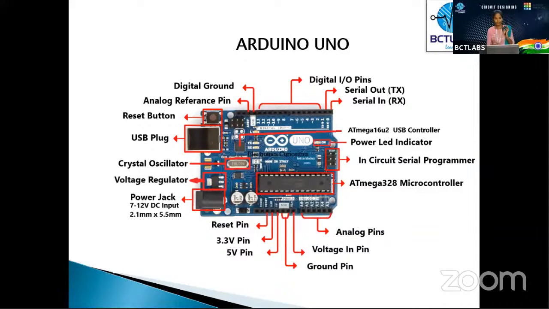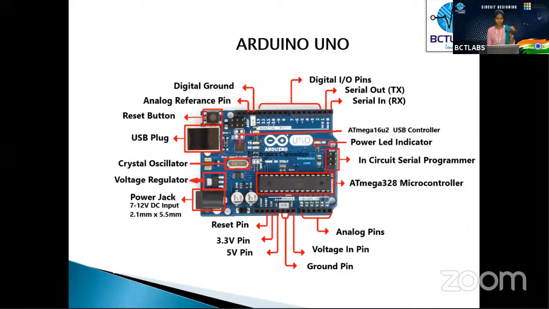And then we have digital and analog pins. Digital and analog IO pins are provided so that we can interface with the input and output components. It has 14 digital pins, from 0 to 13, and A0 to A5 are the analog pins. So 14 digital pins and 6 analog pins. It is a model with the Atmega 328 microcontroller.